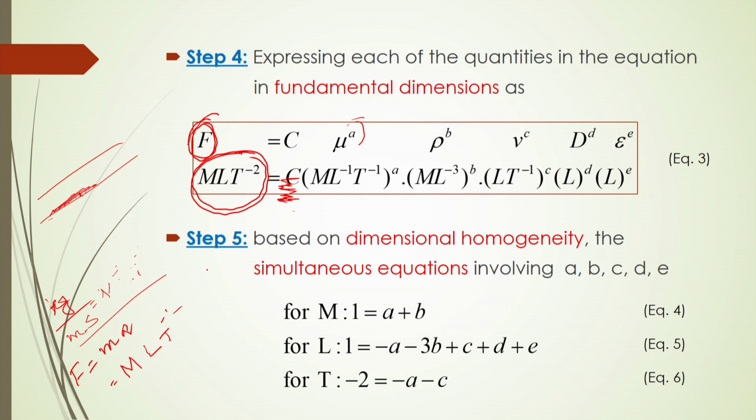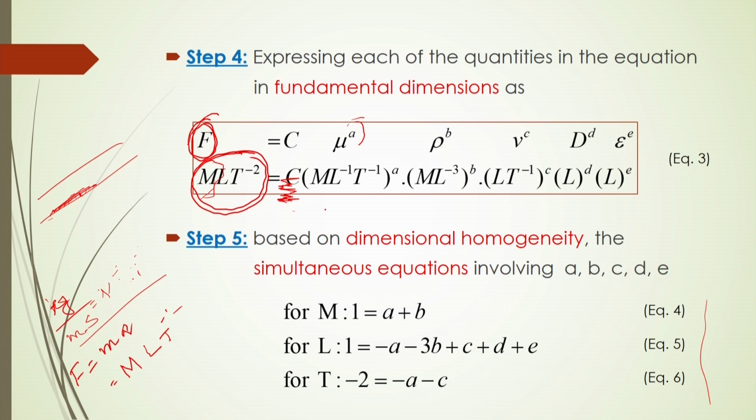Now, as step 5, based on the dimensional homogeneity, the simultaneous equations involving a, b, c, d, e are represented by equations 4 to 6 here. In this case, first you have to equate the dimensions on the left hand side and right hand side. First of all, consider the dimension M. For M on the left hand side of equation number 3, the power of M is 1.